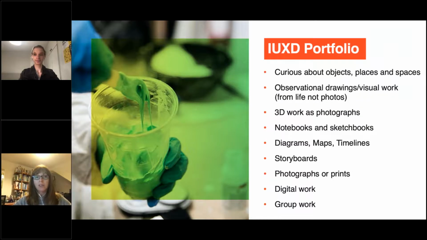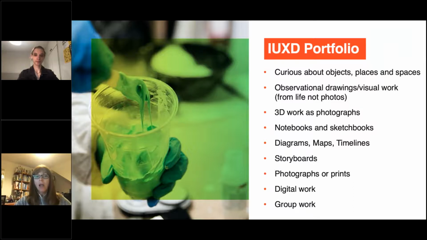So what do we want to see? We want to see that you're curious about objects, about places, about spaces. So again, drawings of your own environment, even a little corner of your house, maybe annotating what's interesting, looking at the textures, how the light hits it, the shapes, the forms that are there. Observational drawings.